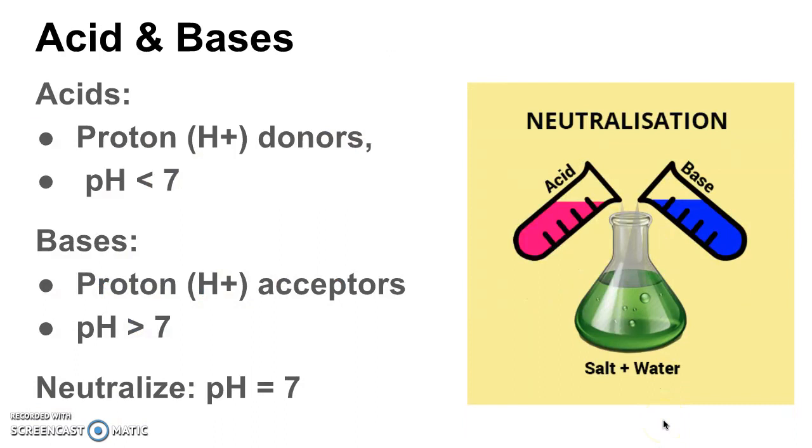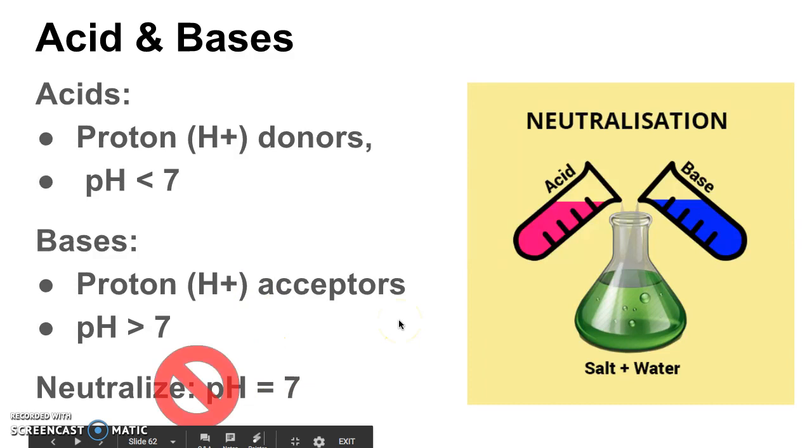So let's talk about what we know about acids and bases. Acids are proton donors. They donate H+, and they have a pH that's less than 7. Bases are proton acceptors. They have a pH that's greater than 7. So the question is, if we add an acid and a base together and we neutralize them, will we always have a pH that's equal to 7? The answer to that is no. It depends on the acid and base it comes from.